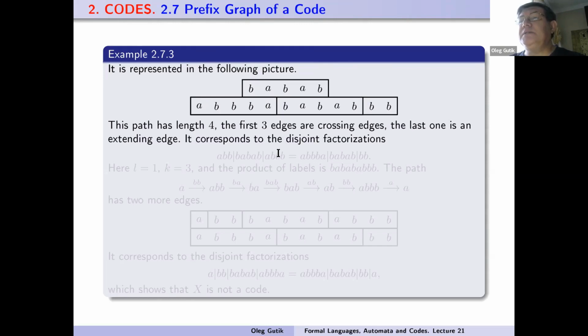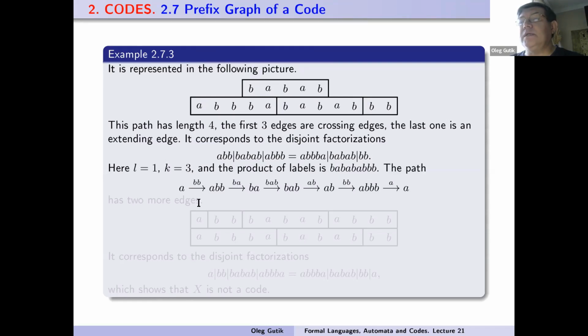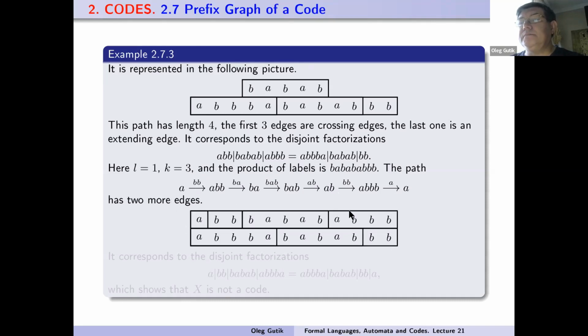It corresponds to the joint factorization, so that factorization. Here, L is equal 1, K is equal 3, and the product of labels is BA, BA, BA, BBB. The following path has two more edges. It corresponds to the disjoint factorization, which shows that the set X capital is not a code.